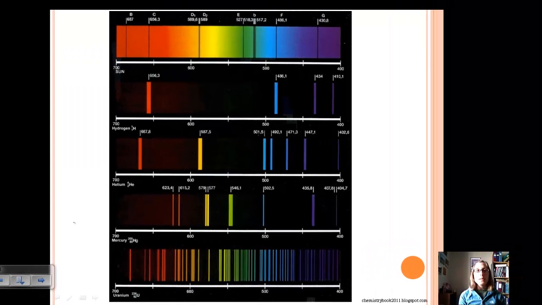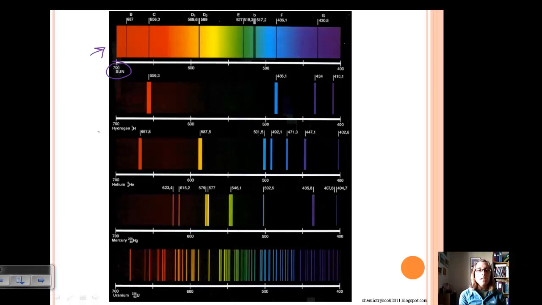So here are some more pictures. This would be sunlight. As you can see, we're getting all the colors and they're all kind of meshed together. But if we look at some specific elements, hydrogen, helium, mercury, uranium, you can see we've got these very discrete segments or packets of energy being given off. Here we've got a low energy packet because it's red. And here we've got a high energy packet because it's purple.